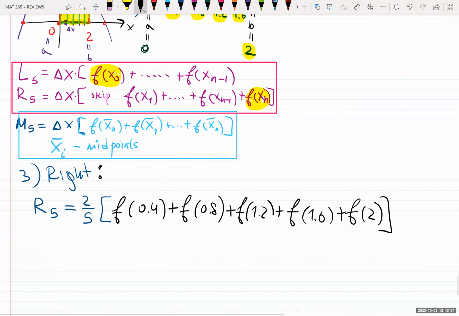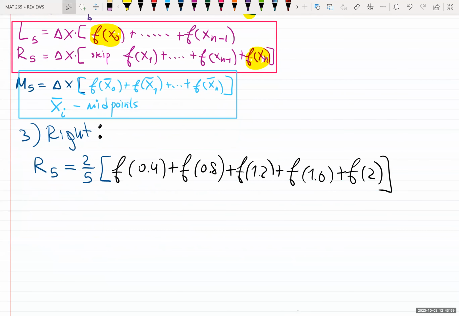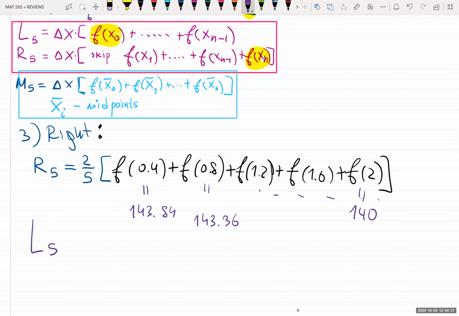Close the bracket, grab your calculator, and you start calculating. And when you calculate, you don't keep it in the calculator. You take a pencil and you actually write it down. 143.84, 143.36, and so on. Why do you need to write it down from the calculator? Because when they ask you for the left one, at least you can reuse them now, and you just add the one on the left and don't take 140.